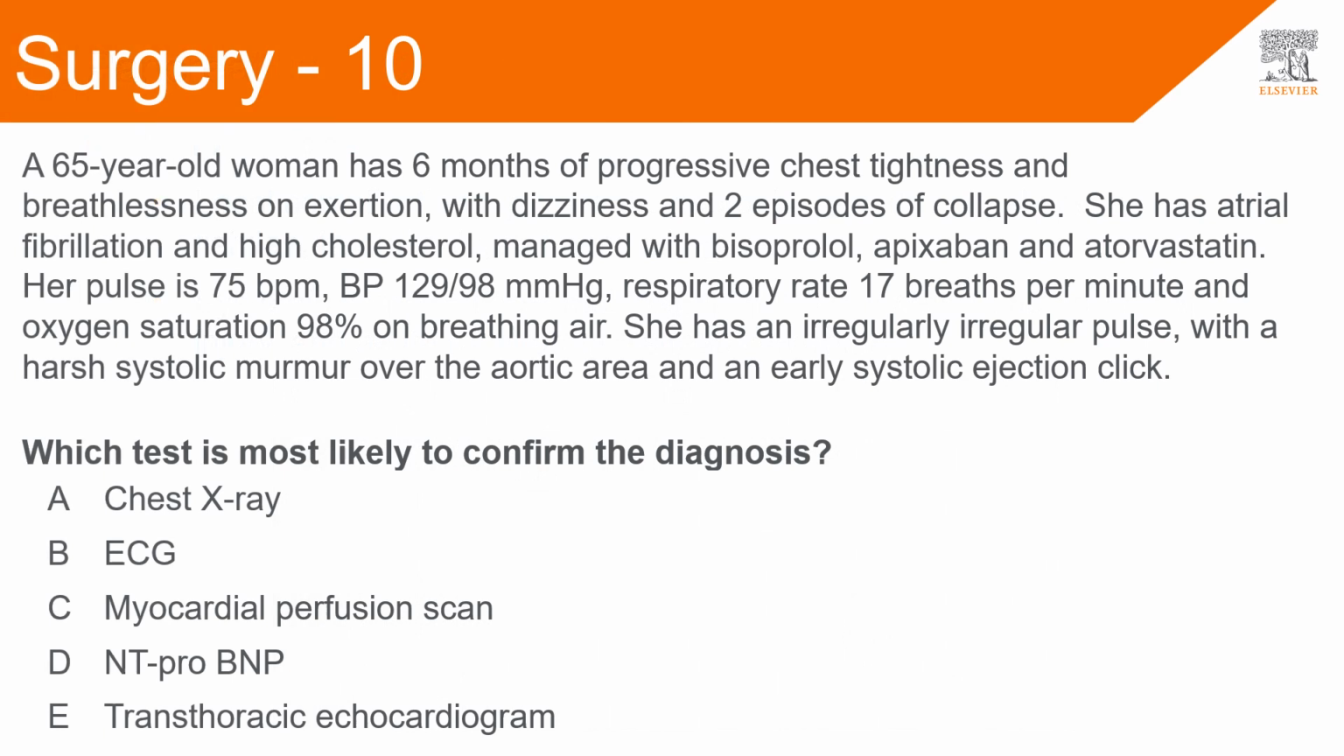A 65-year-old woman has 10 months of progressive chest tightness and breathlessness on exertion, with dizziness and 2 episodes of collapse. She has atrial fibrillation and high cholesterol, managed with bisoprolol, apixaban, and atorvastatin. Her pulse is 75 BPM, blood pressure 129 over 98 millimeters of mercury, respiratory rate 17 breaths per minute, and oxygen saturation 98% on breathing air. She has an irregular pulse with a harsh systolic murmur over the aortic area and an early systolic ejection click. Which test is most likely to confirm the diagnosis?